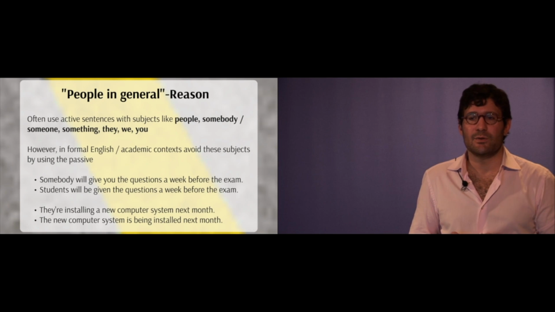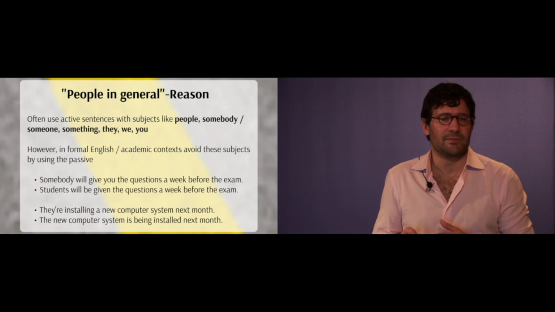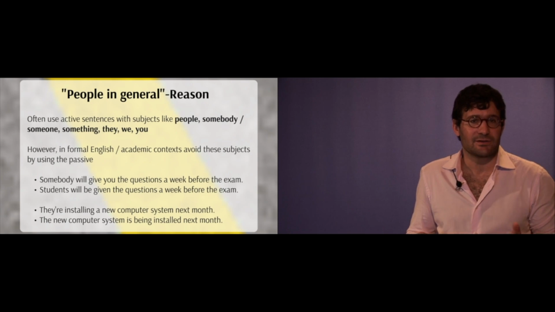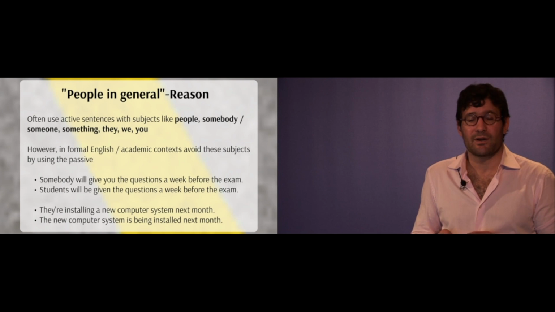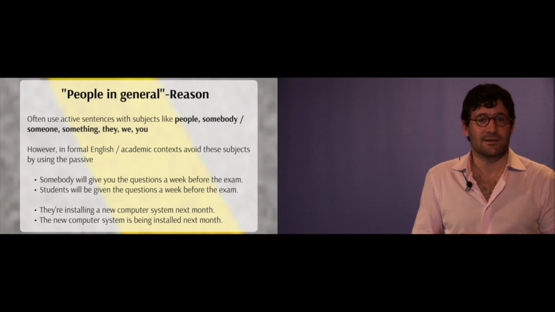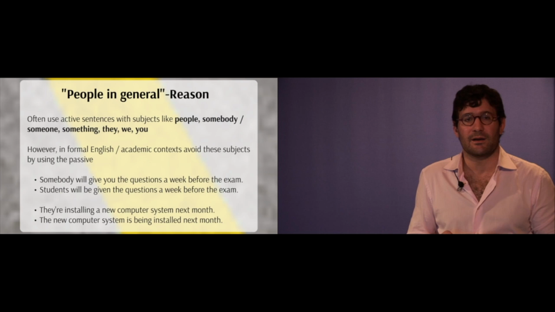They're installing a new computer system next month. Who's they? Well, maybe the people at the university, or maybe the university hired some kind of a contractor to come in to install the computer system. Who knows? The most important thing, however, is that a new computer system is being installed at the university. So we use a passive. The new computer system is being installed next month. So we can leave out those kinds of subjects by forming a sentence in the passive.